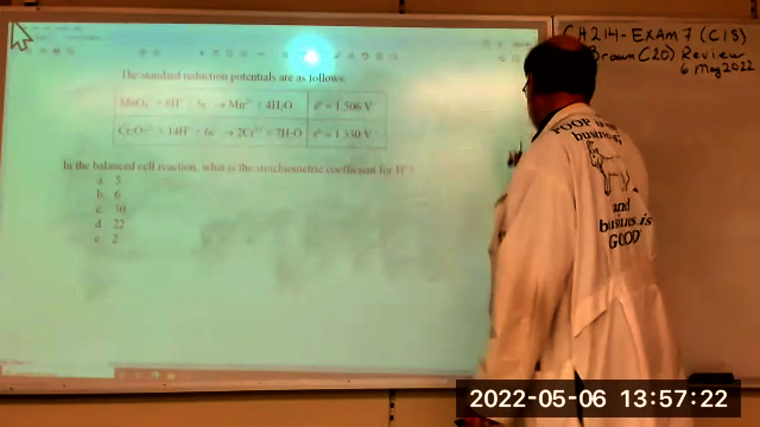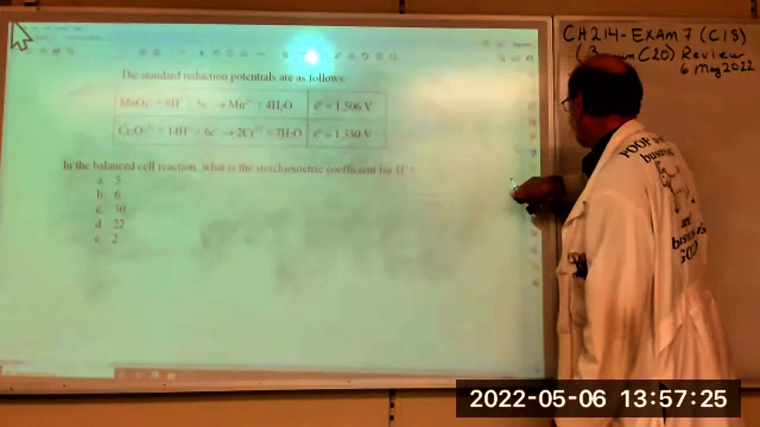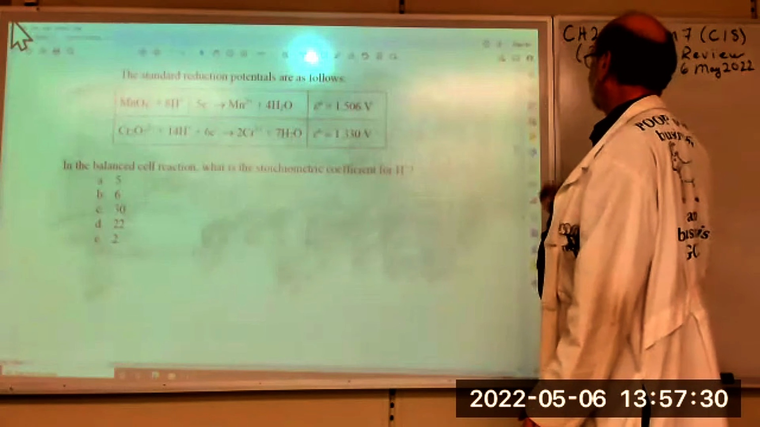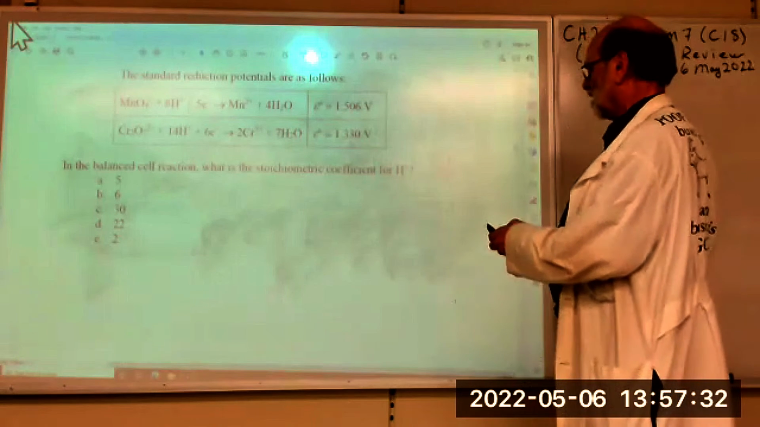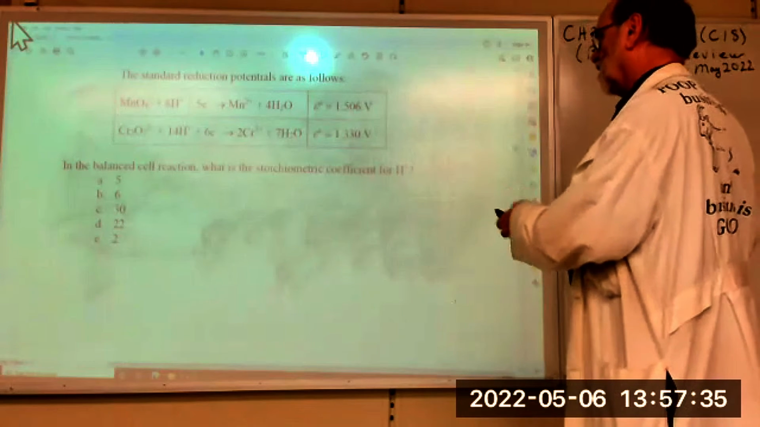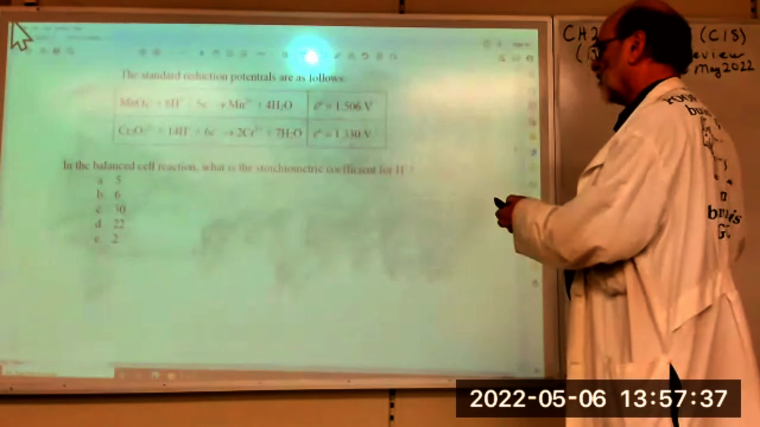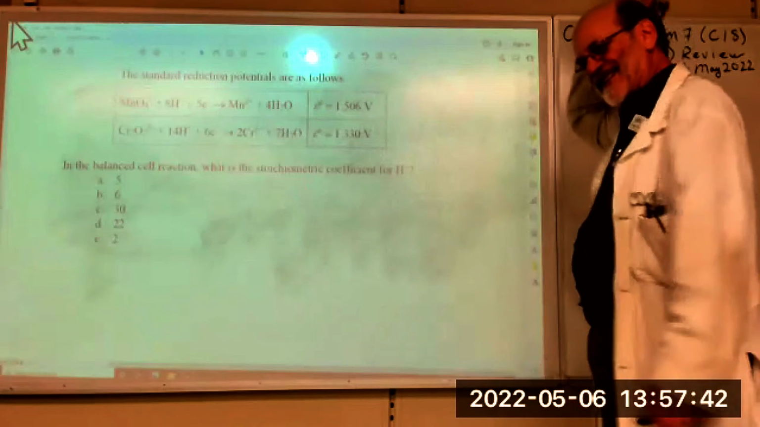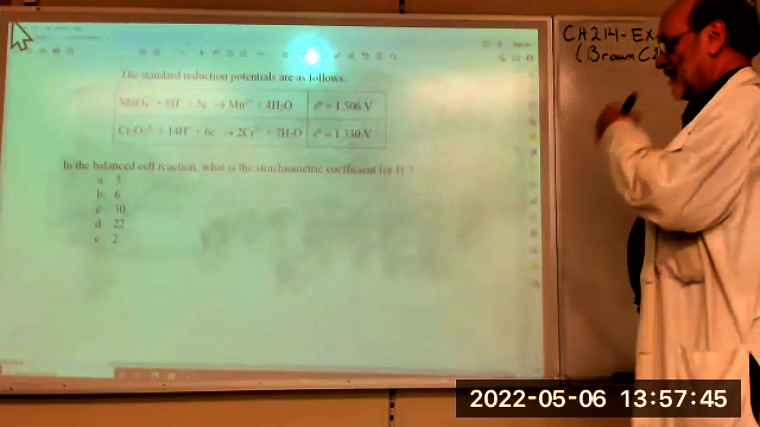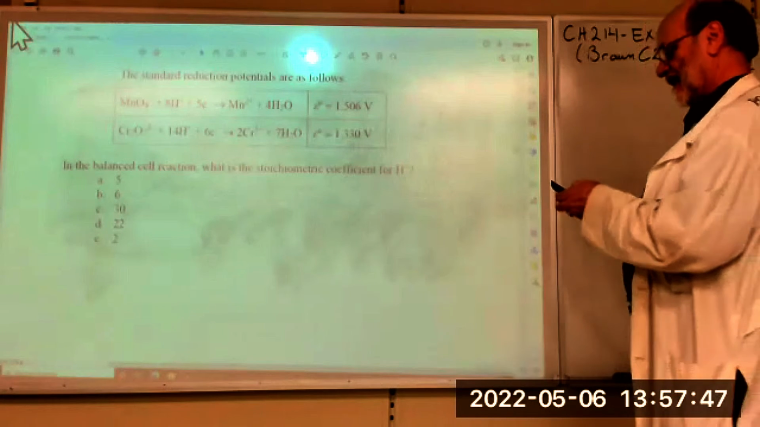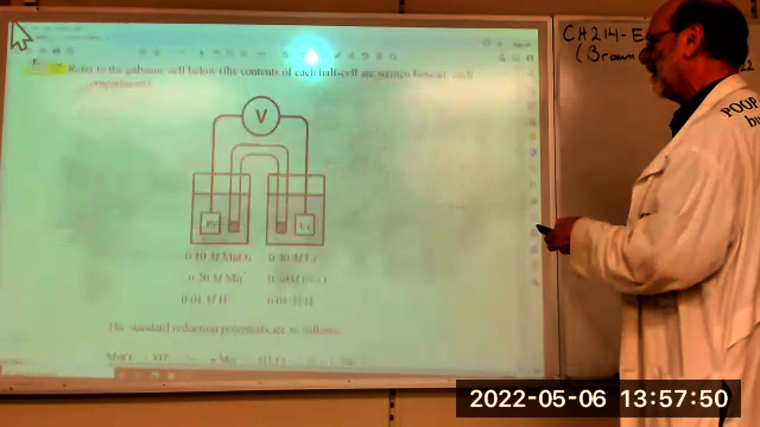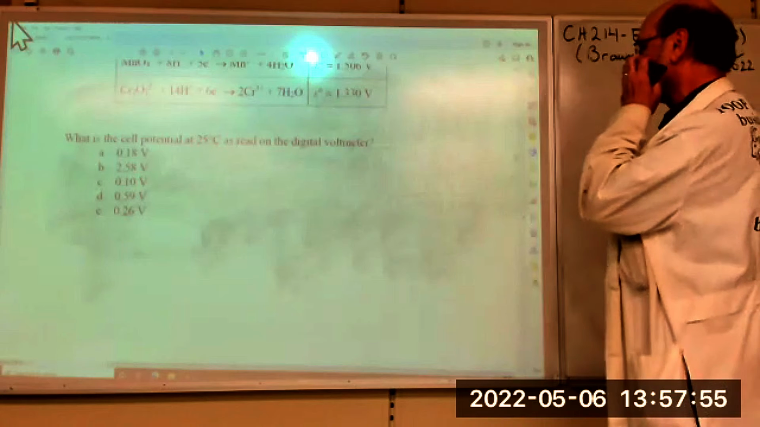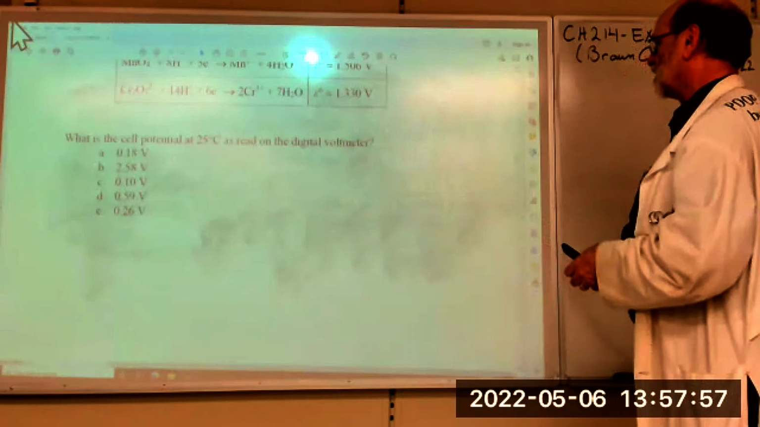Let's see, H plus. I can't see it now. Do you remember? Yeah, it was 22. That's what we had, it was to the 22nd power for H. D. Yeah, okay. There's one more with the same. E. What is the cell potential at 25 degrees as read on the digital voltmeter?